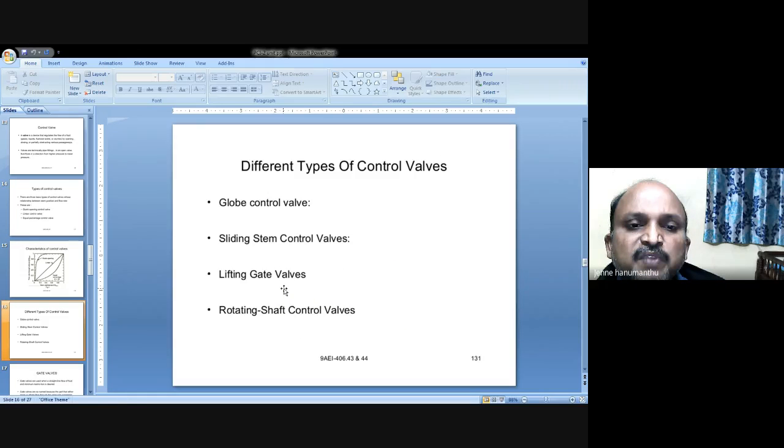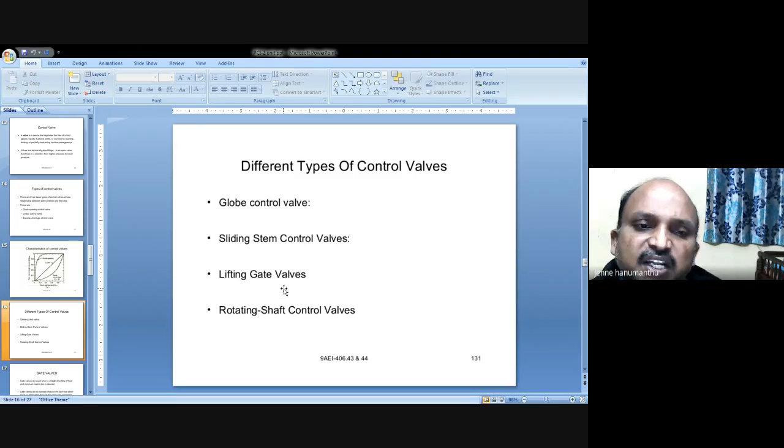Apart from these three control valves, we can also have different control valves. These are not available in the syllabus. Of course, you can study them, but the three are enough for the essay question, right?